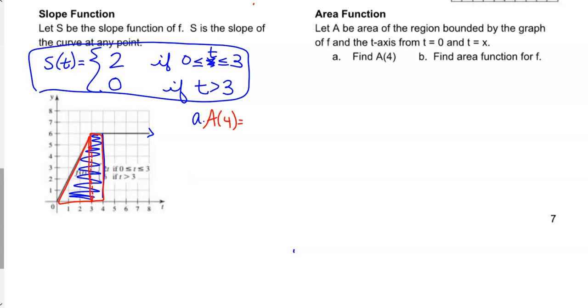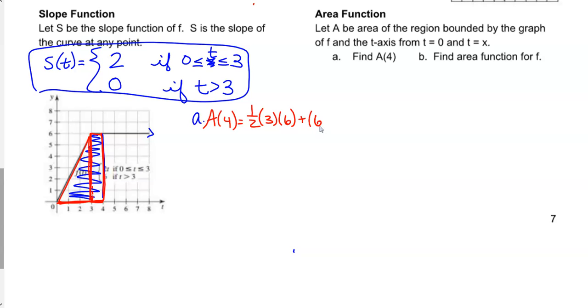Well, the area of a triangle is 1/2 base times height. So I'm going to go 1/2. Our base here is a unit of 3, and our height is 6. So 1/2 of 3 times 6. Add to that the area of a rectangle. Again, the area of a rectangle is length times width. So we have a width of 1 and a length of 6.